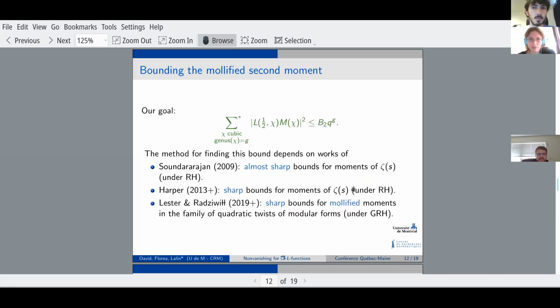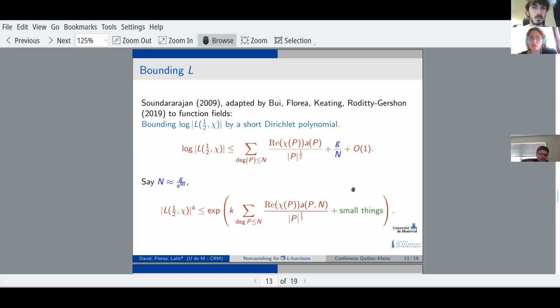And for the second moment, our idea is to get a bound, but a good bound. Instead of G times Q to the G, the idea is to get just Q to the G with an explicit constant. And we use ideas of Soundararajan for almost sharp bounds for moments of the zeta function, Harper, who did sharp bounds for moments of the zeta function, and Lester and Radziwiłł, who did sharp bounds of mollified moments in the family of quadratic twists of modular forms. So the first ingredient has to do with the bound for log of L by a short Dirichlet polynomial.